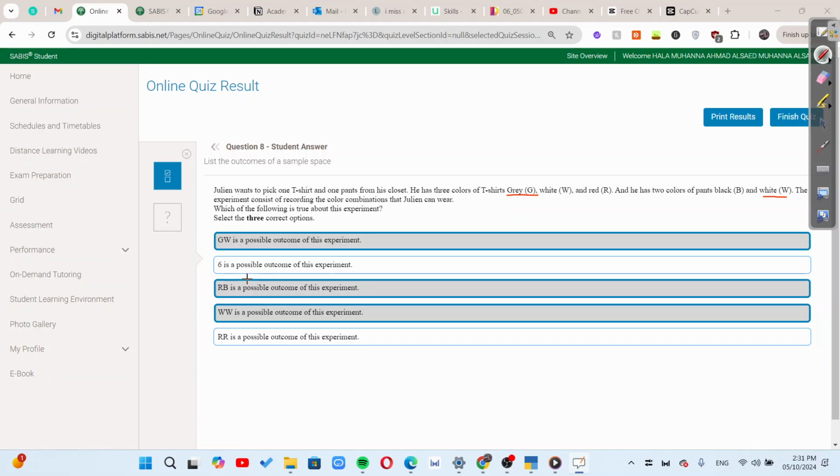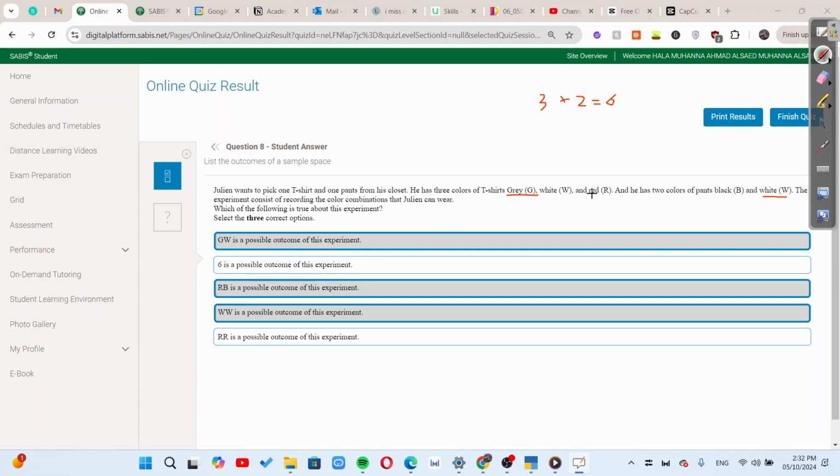Is 6 a possible outcome of this experiment? No, because how are you getting numbers as your answer? You can only get 2 letters. But if they told you 6 is how many outcomes you can have from this experiment, yes. Because you have 3 shirts and 2 pants, you multiply them, and that's how many outfits you can make. You can make 6 outfits with 3 shirts and 2 pants. So 6 is how many outcomes you have, but 6 isn't one of them.